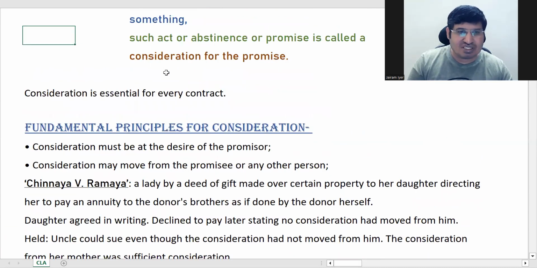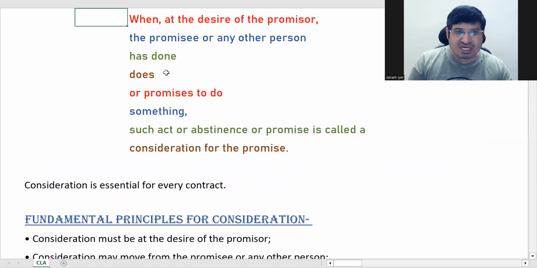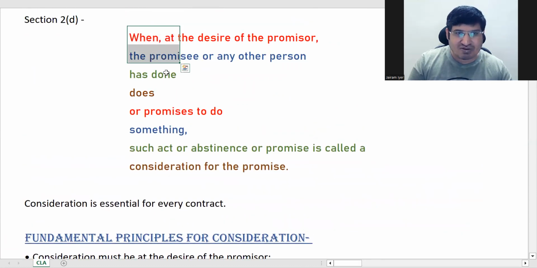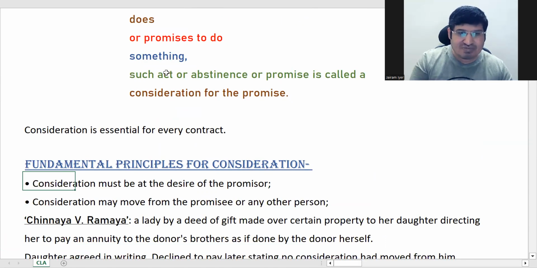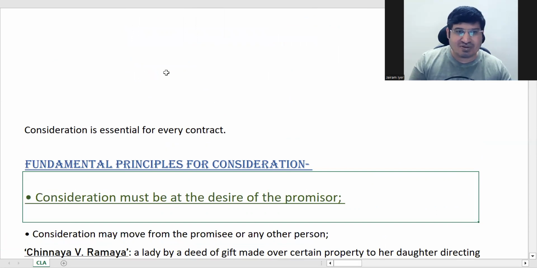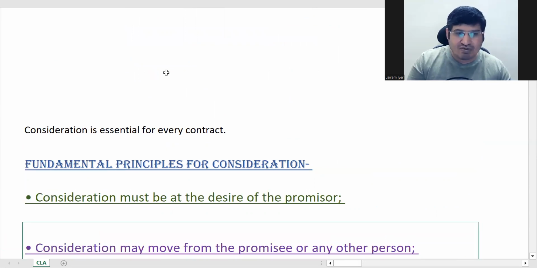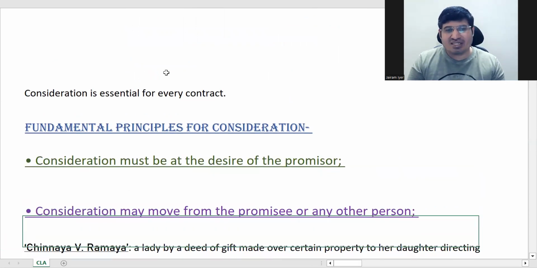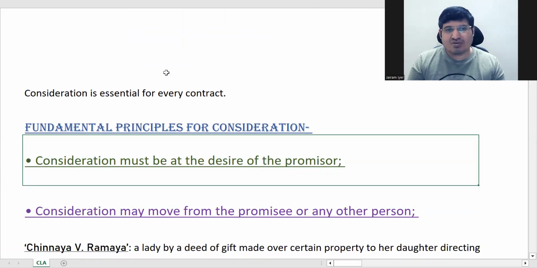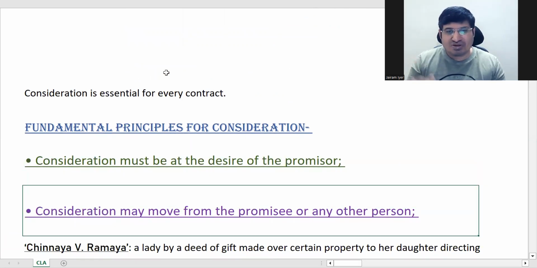Now, fundamental principles of consideration. So these fundamental principles come from this definition only. It's the desire of the promisor. So consideration must be at the desire of the promisor. It may move from the promisee or any other person.